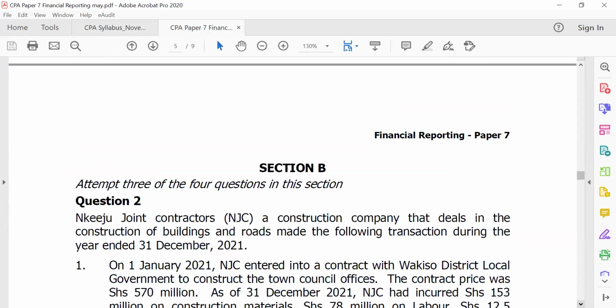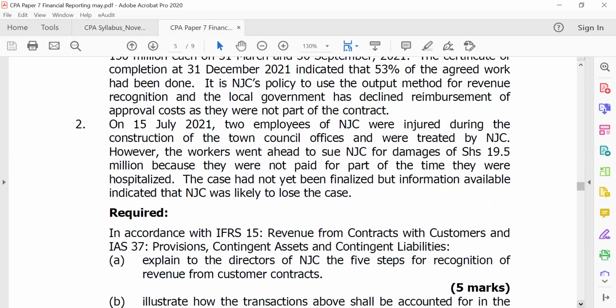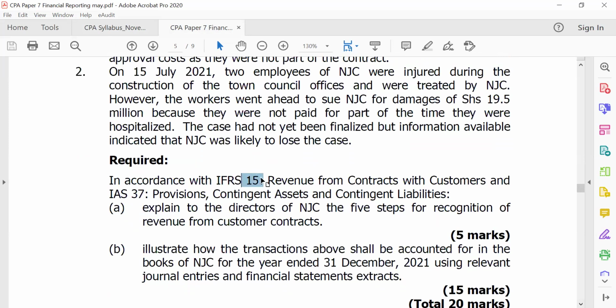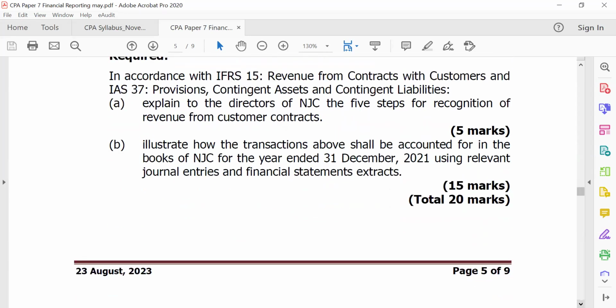And then now they'll give you these other, the smaller questions, although they also now have different standards that they are targeting. For example, this is looking at IFRS 15, which is revenue from customers. So to be able to understand this, definitely you should be able to have a good grasp of IFRS 15, which is revenue from contracts with customers. And then the IAS 37, the one to do with provisions, contingent assets, and contingent liabilities. So those are just 20 marks.